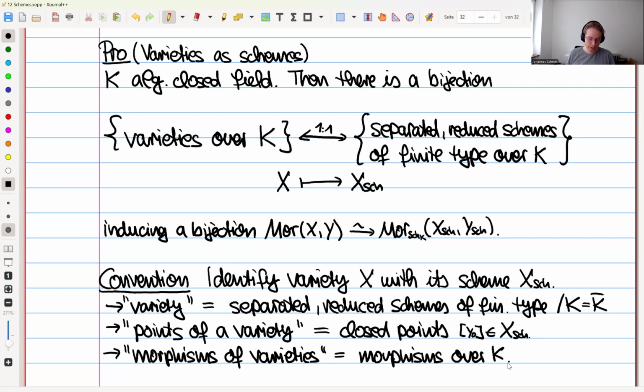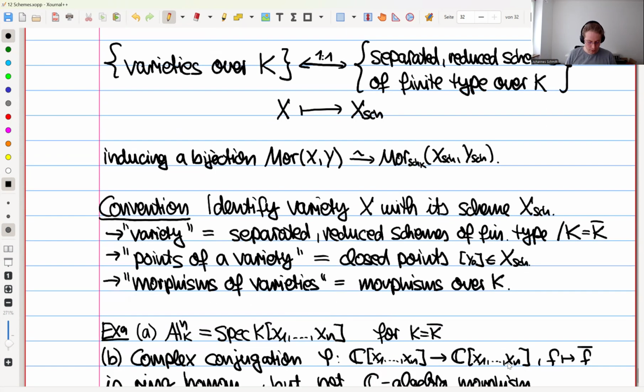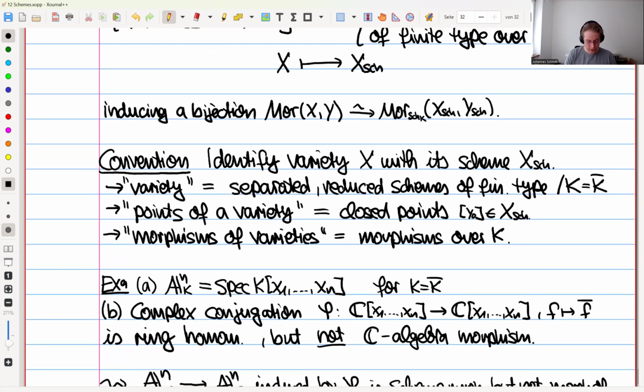Okay, because this then allows us to basically use all the properties that we showed for the varieties. We continue to use them for the associated schemes, but now we have this additional language that we can work with.